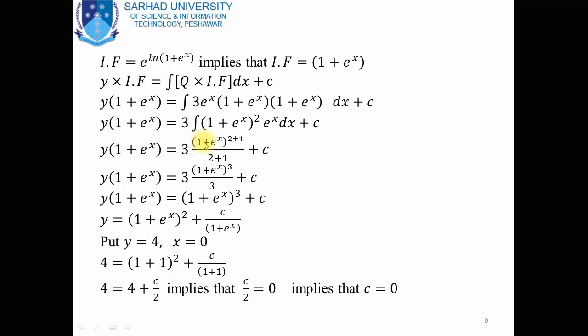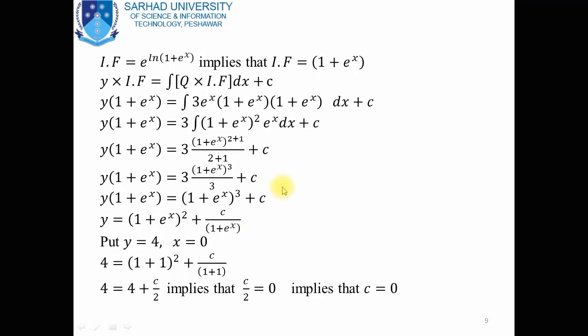So 3 times (1 + e^x) to the power 2 + 1, divided by 2 + 1, plus c. Now 2 + 1 is equal to 3, so the 3s cancel. So we obtain y times (1 + e^x) is equal to (1 + e^x) whole cube plus c. Now dividing both sides by 1 + e^x, we obtain y is equal to (1 + e^x) whole squared plus c divided by (1 + e^x).